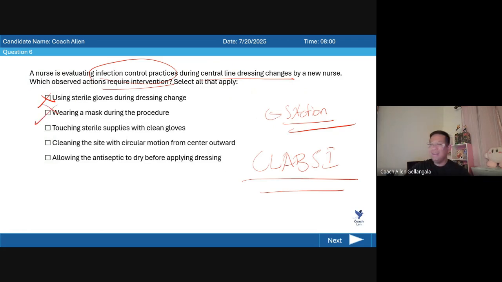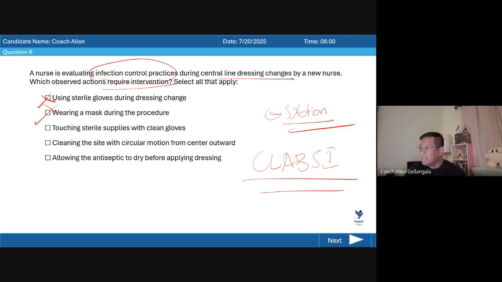Therefore, we eliminate it. In fact, just to give you a heads up, guys, I'm not sure if it's being done in the Philippines, but if we are changing our lines here, more likely we are doing it in a sterile procedure. So it requires two nurses. Both of us are wearing a mask and even a headgear, and then we change it in a sterile procedure. So wearing a mask is a good one.